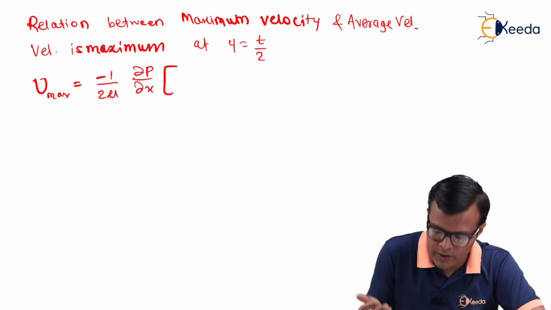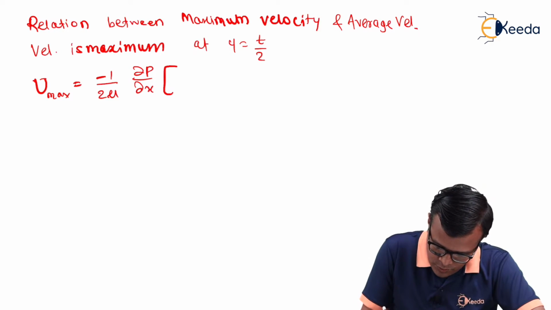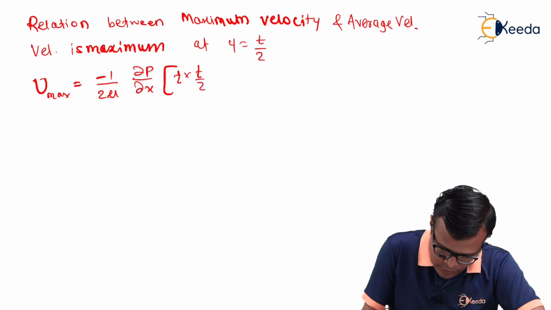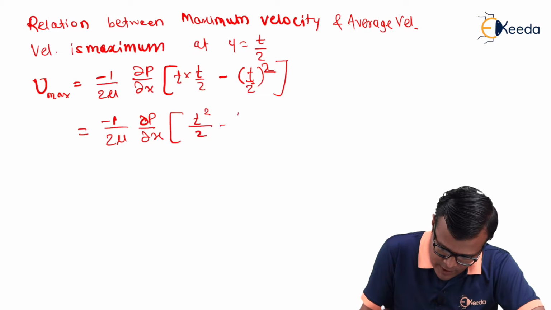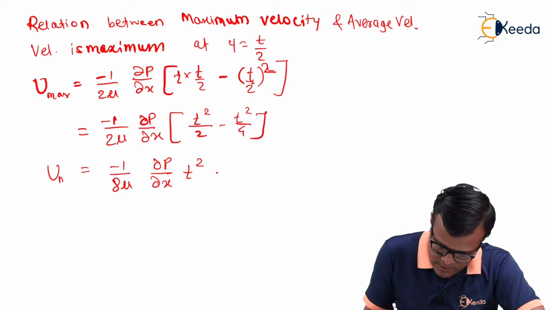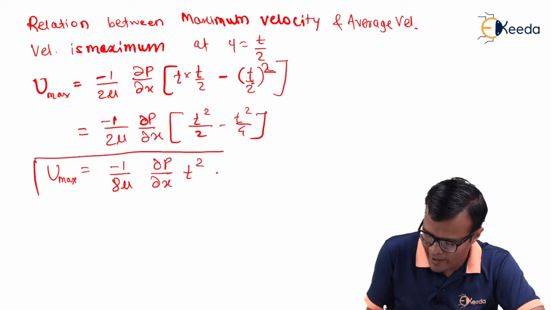This minus sign means we have to alter the terms. So t into t by 2 minus this t by 2 bracket square. So 1 upon 2 mu delta p by delta x, t square by 2 minus t square by 4. So minus 1 upon 8 mu delta p by delta x into t square. This is the value of u max.